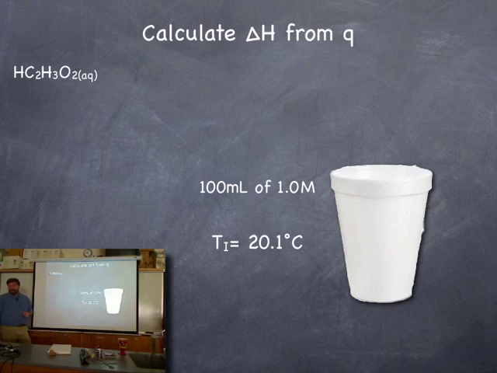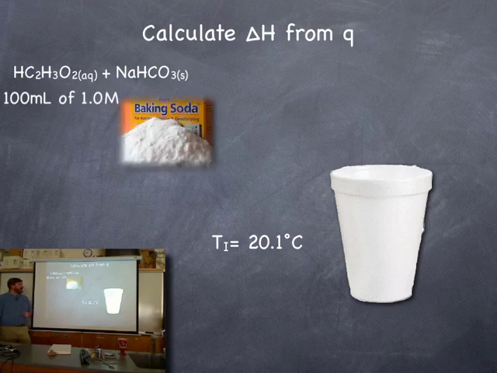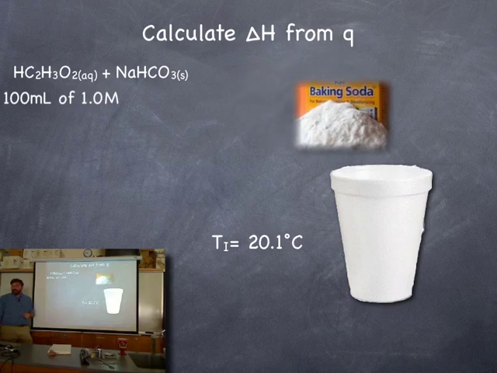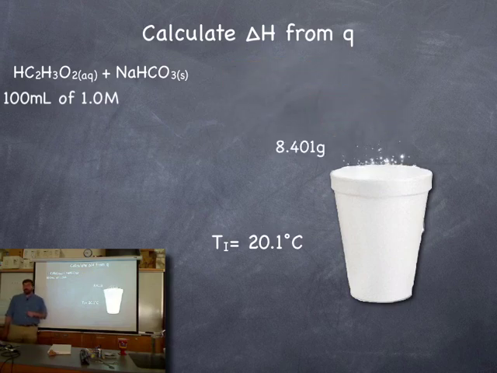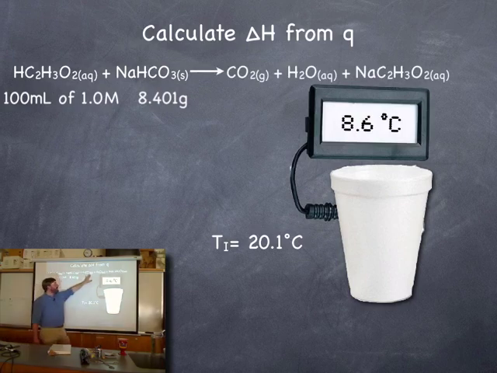And to that I am going to add some baking soda. I'm going to add 8.401 grams of baking soda. I'm going to put that baking soda in there. So those are my two reactants. When I do that reaction, we know that we will produce carbon dioxide, water, and we'll have this sodium acetate left in the solution. The temperature went down.